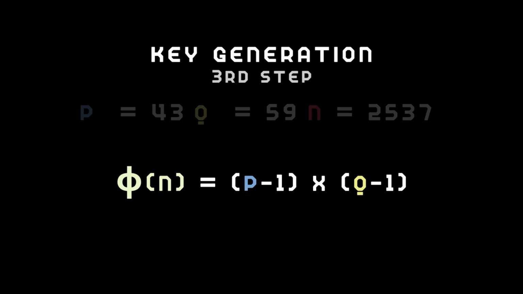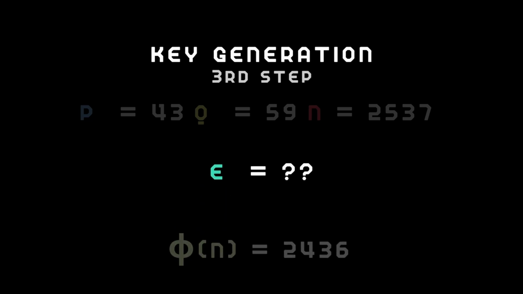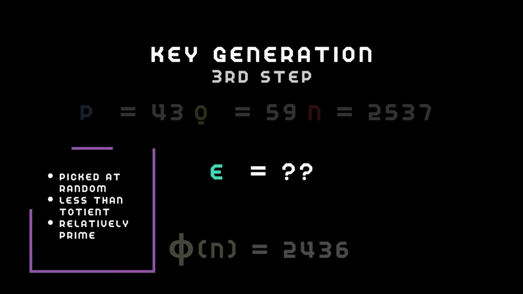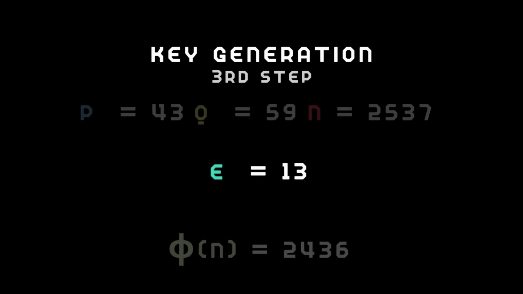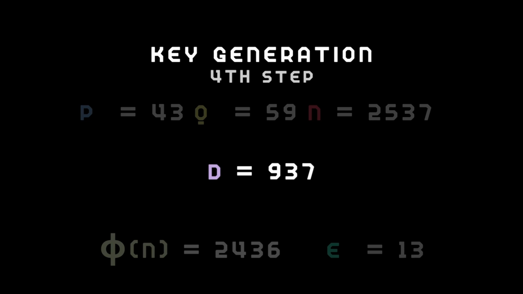The answer that we will get from this is 2436. Then, we must look for a value of e. This value is picked at random and must be less than the totient value and relatively prime to it. Here we choose 13 as our number. The fourth step will be to calculate the value of d, which is the modular multiplicative inverse of e and the totient value, yielding us the value of 937.